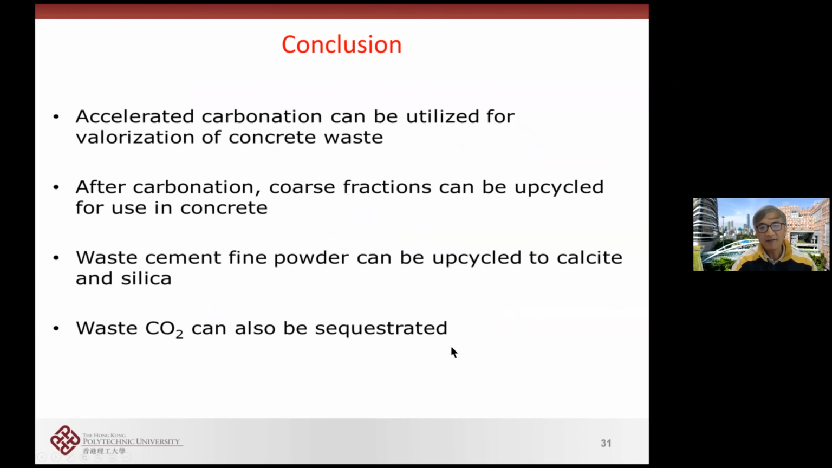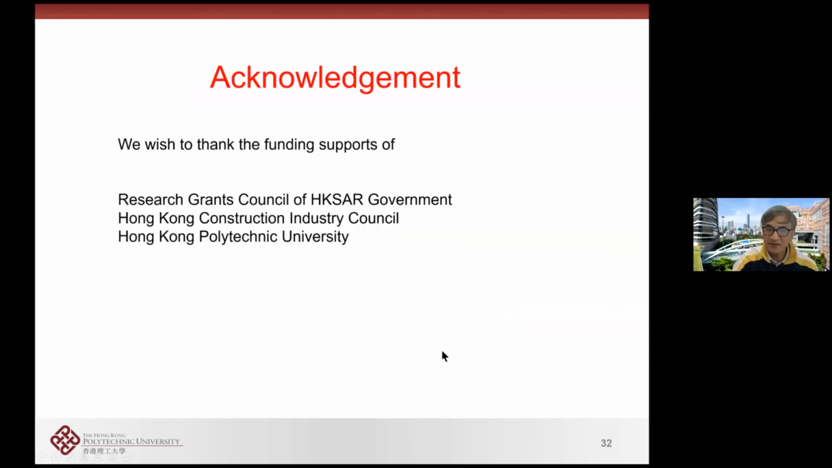I need to acknowledge that the funding support is not from commercial sources, it's all from the government or the construction CIC. We look forward to commercializing this, and we hope there are some interested parties in Hong Kong. I especially look forward to investors in Hong Kong to commercialize our technology. Thank you very much.